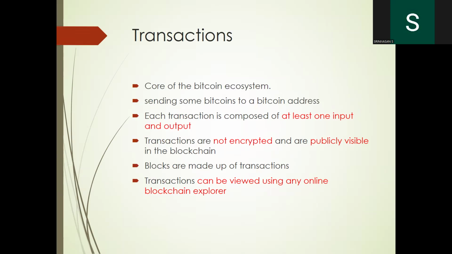A transaction consists of at least one input and one output. In the Bitcoin network, transactions are not encrypted, so they are publicly visible across the network. The blocks contain the details of all transactions, and the transactions can be viewed using any blockchain explorer that is available on the internet.